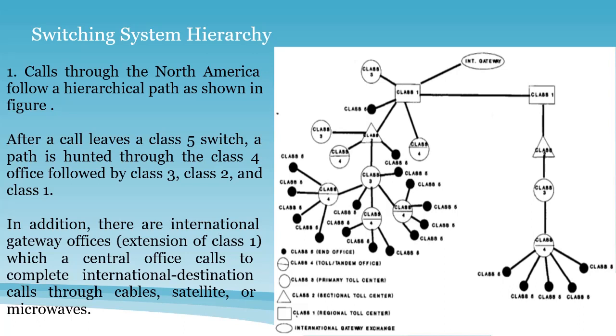Switching system hierarchy. 1. Calls through North America follow a hierarchical path as shown in figure. After a call leaves a Class 5 switch, a path is hunted through the Class 4 office followed by Class 3, Class 2, and Class 1. In addition, there are international gateway offices, extension of Class 1, which a central office calls to complete international destination calls through cables, satellite, or microwaves.